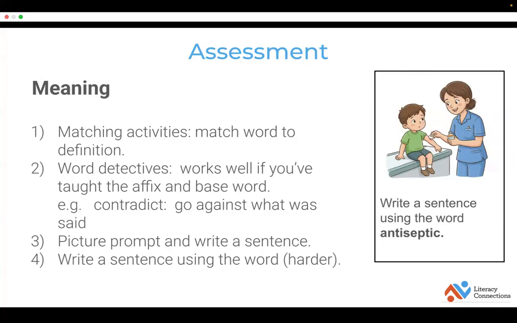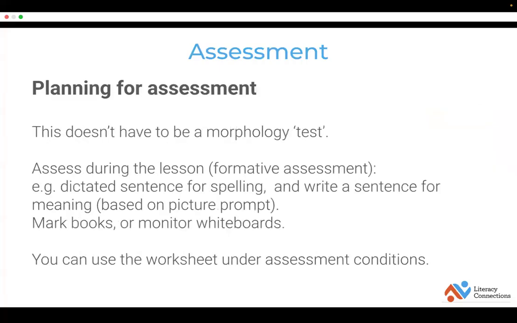Sentence writing is also helpful for meaning. So that example there with antiseptic, where you provide the picture prompt and they write a sentence that goes with it. Or if you want a little bit more challenge, just ask them to write a sentence with that word.